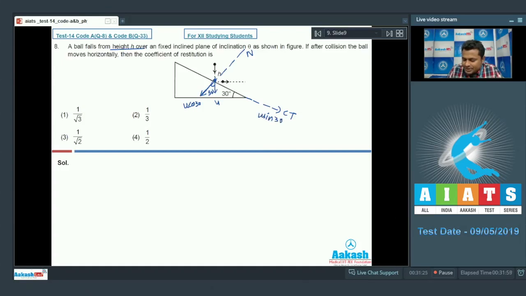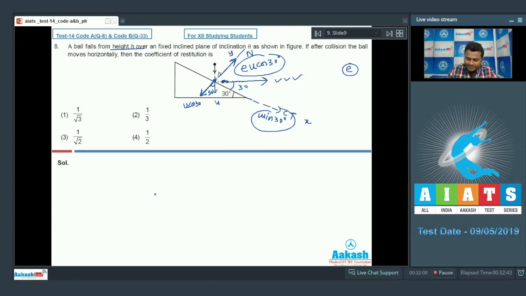u sin 30 degree. Now if the coefficient of restitution is e, this velocity is u cos theta, then after collision this component is given by e times u cos 30 degree. The resultant of u sin 30 and u cos 30 is what? In the midway, this is the resultant velocity after the collision. So we can draw it this way. I am taking this along the x-axis, I am taking this along the y-axis. This angle will be 30 degree.